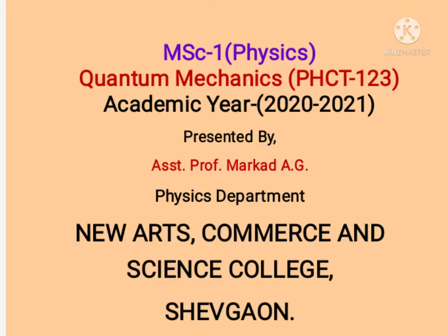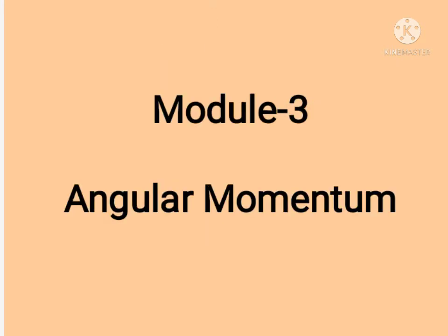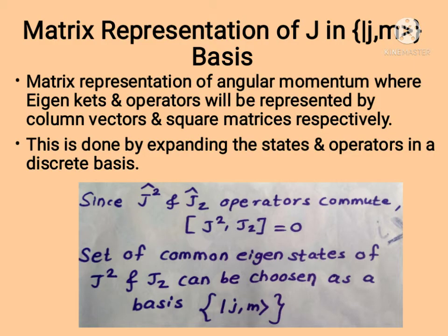We have studied the half part of module number 3, angular momentum. Today we will see the remaining half part of this module. We will start with matrix representation of angular momentum J in the basis which is formed by the ket states |j m>.